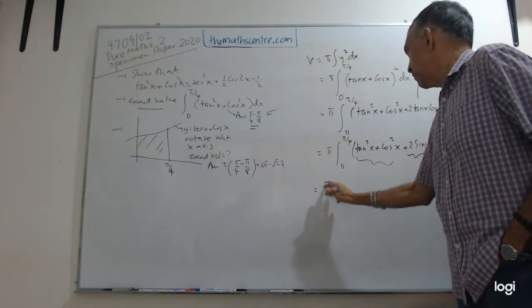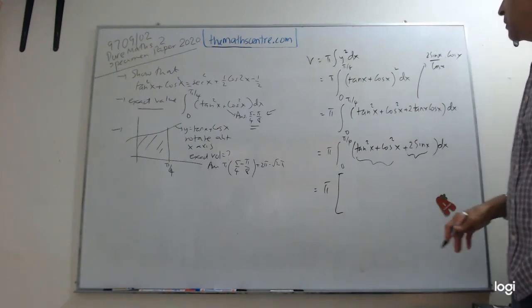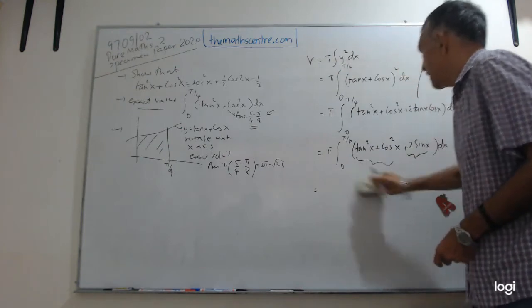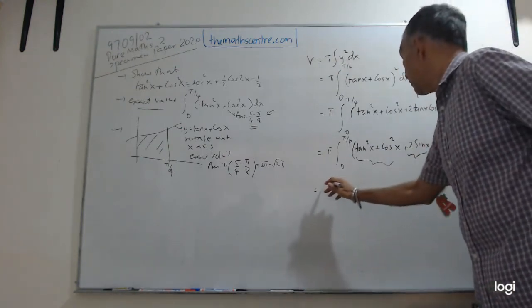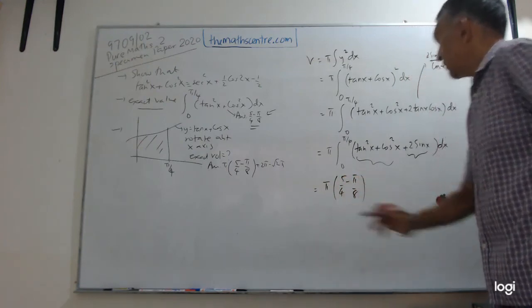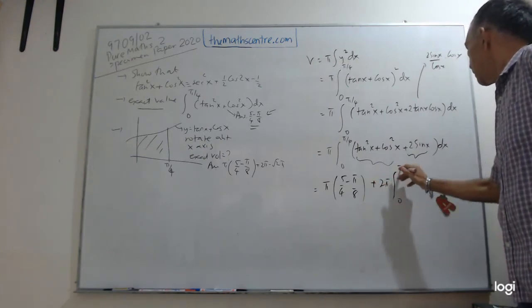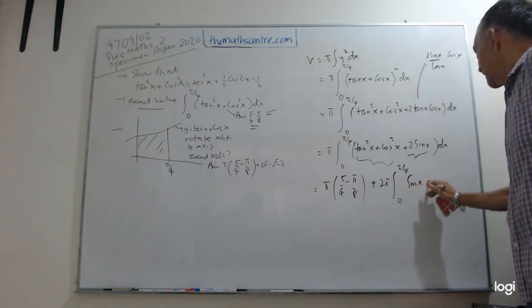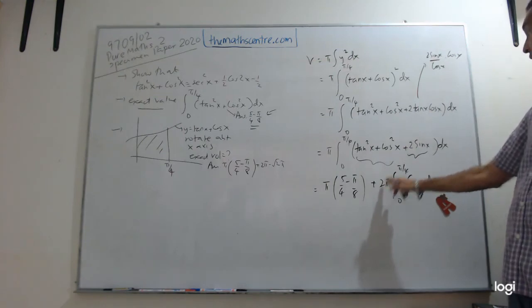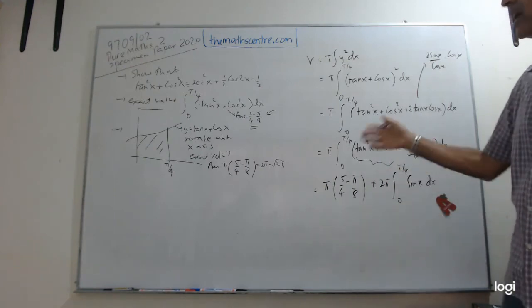Maybe I should write it down. The earlier part, we worked this whole thing out. So I have pi times 5 over 4 minus pi over 8. That's the first part. And then I have 2 pi, from 0 to pi over 4, sin x dx. Can you see there's a pi here, there's a 2 here. So I've taken out the 2 pi and then I have sin x dx. This one you can easily integrate. It's just minus cos x. Plug in the numbers and you'll get the answer.